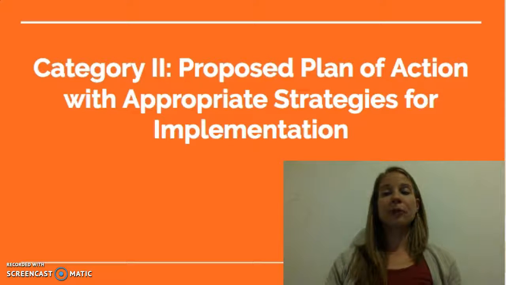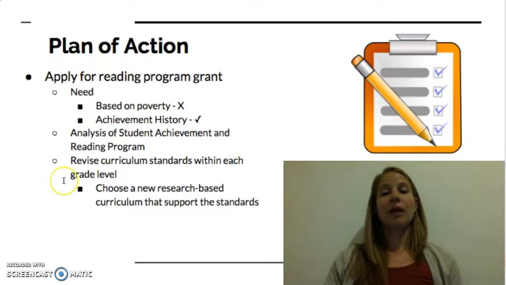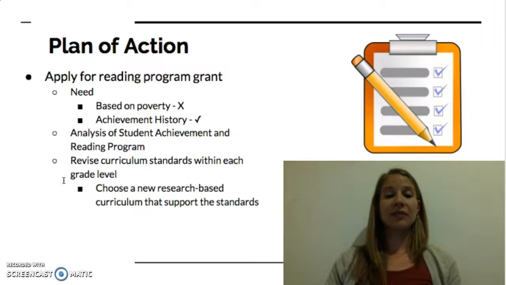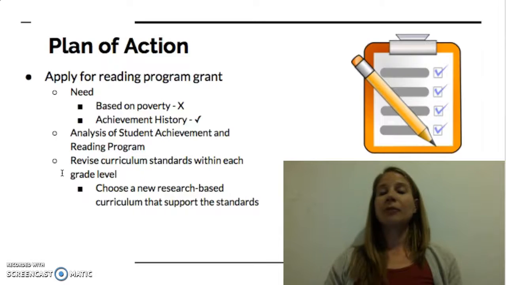Category 2, Proposed Plan of Action with Appropriate Strategies for Implementation. The first part in my plan of action is to apply for the reading program grant that is available to us due to the Every Student Succeeds Act. Of course, this grant is based on need, with part of it based on poverty and part of it based on achievement history. Since only 15% of our students are economically disadvantaged, we probably will not qualify based on poverty. However, due to our declining reading scores, we may qualify according to achievement history.